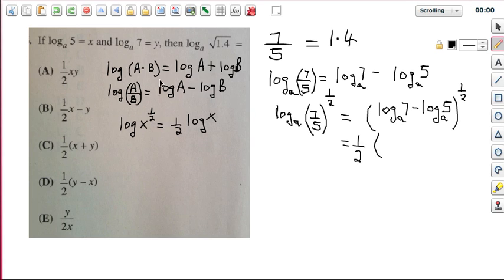We know log base a of 7 is y, and log base a of 5 is x. And that's our final answer. Let's go look. The answer is a half times (y minus x). It's D.